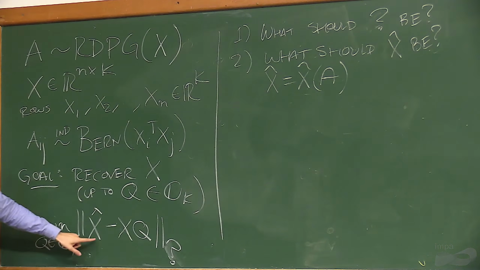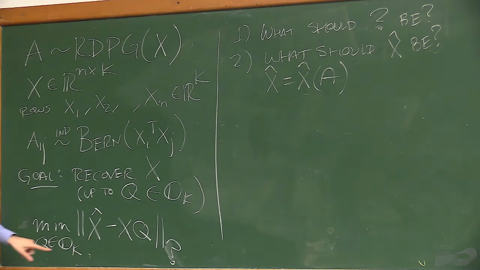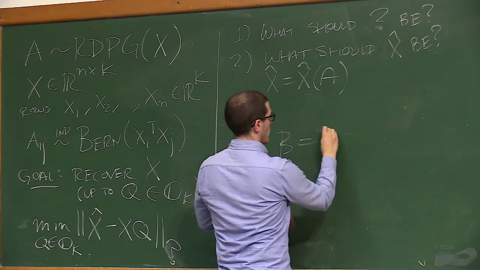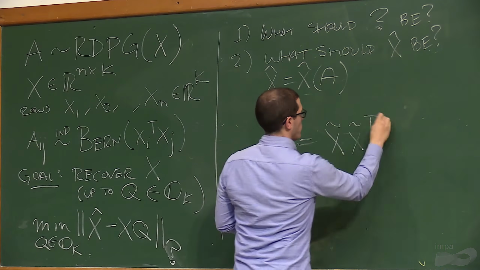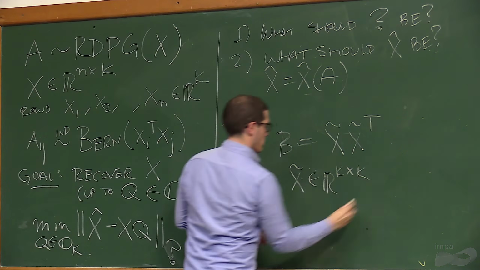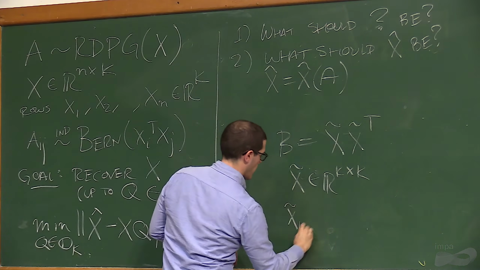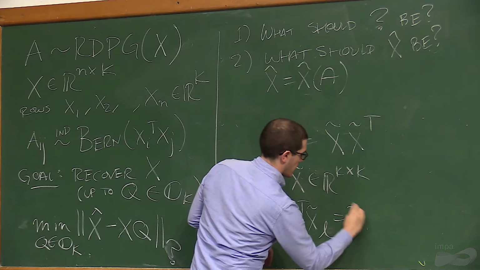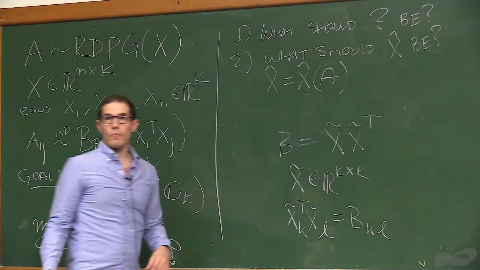And then we can cluster the rows of x hat accordingly. So let's think about the simplest case, an actual stochastic block model, with no popularity parameters, nothing. In that case, every xi is one of k point masses. Think of it this way: B equals x tilde x tilde transpose, where x tilde is k by k, and the rows satisfy x tilde sub k inner product with x tilde sub l is exactly b sub kl.